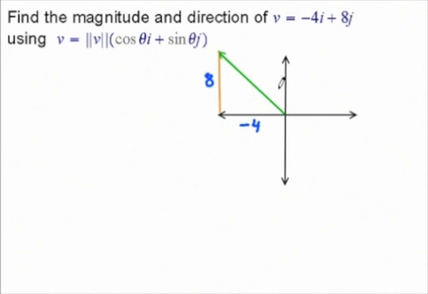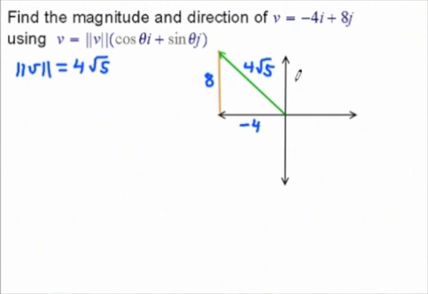And to find the magnitude, obviously we're going to do a squared plus b squared's square root. So that would be 64 plus 16, which is 80. So this side will be the square root of 80, which is 4 square roots of 5. So we know what the magnitude of v is. The magnitude of v is equal to 4 square roots of 5.